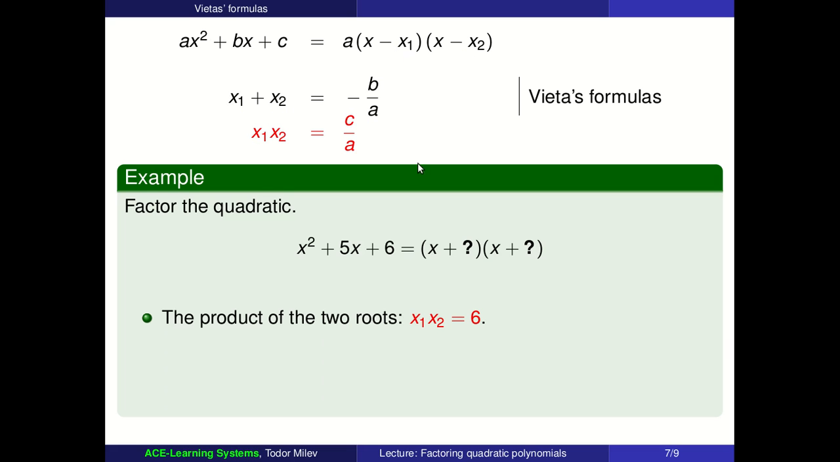Now let's compute what c over a is equal to. C here is equal to 6. That's my c. And a, well, here we're having 1 times x2, so a is equal to 1. So the product of the two roots, the product of x1 and x2, must be equal to 6. So x1 times x2 must be equal to 6.